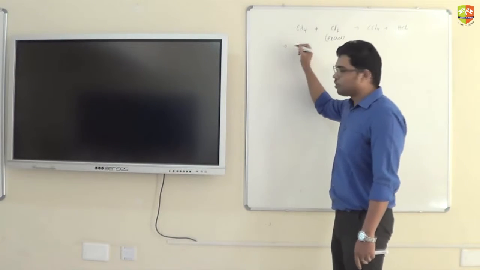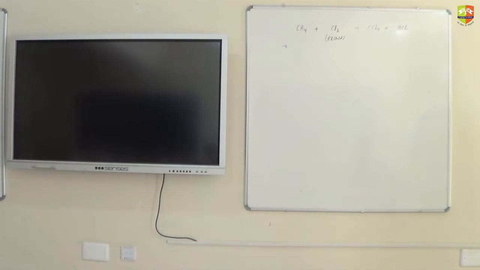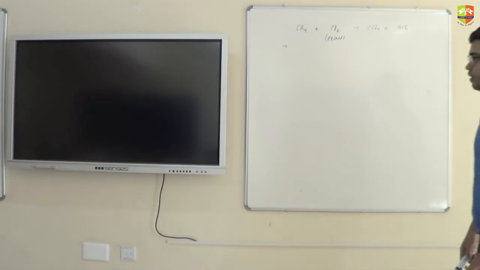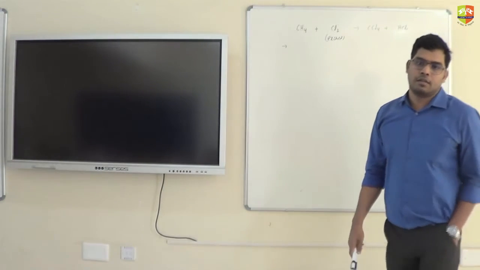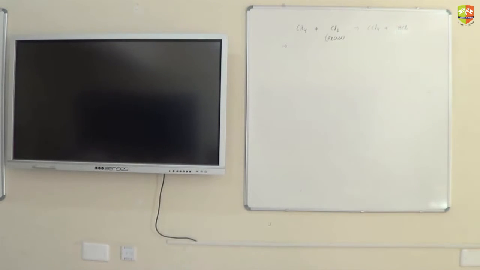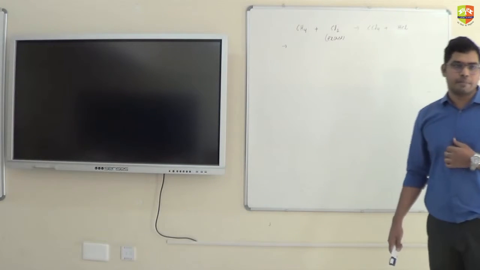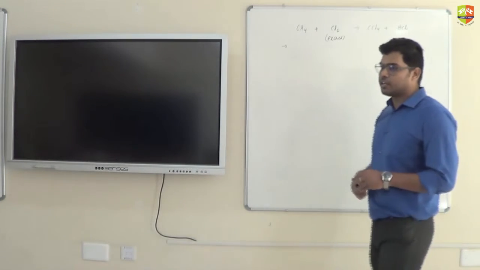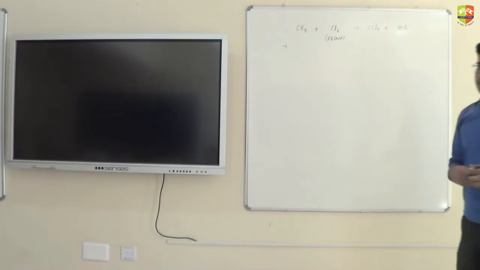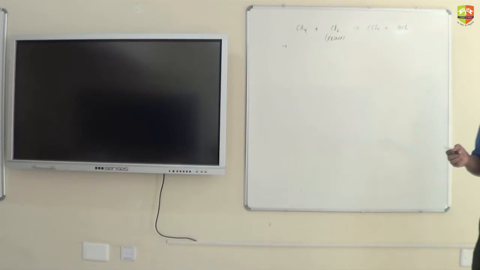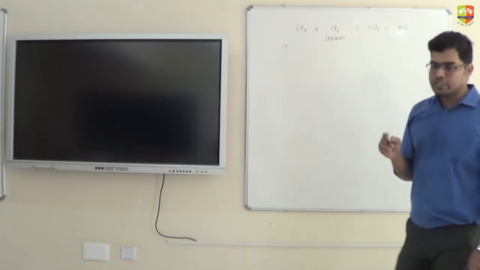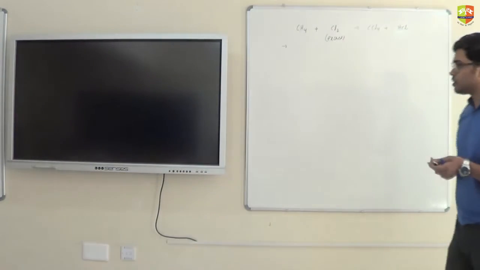There are 2 points here. First, you already know it follows free radical mechanism. And next point, the formation of methyl radical in the chain propagation step is the rate determining step. This is important. Sometimes they ask you which is the rate determining step in the chlorination reaction. The formation of methyl radical in the chain propagation step is the rate determining step. This is one point you must remember.